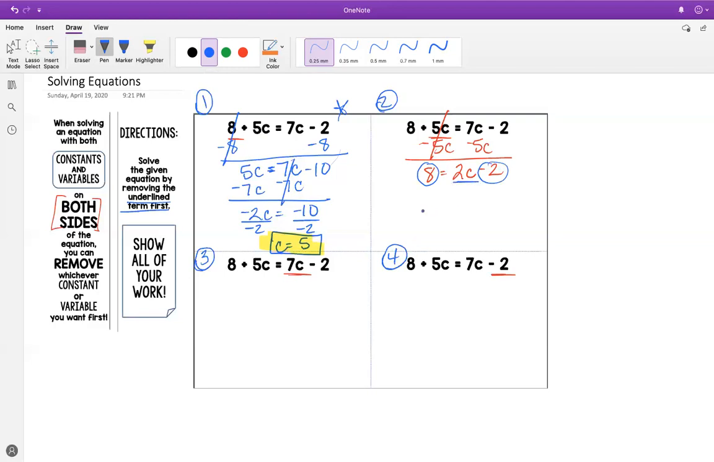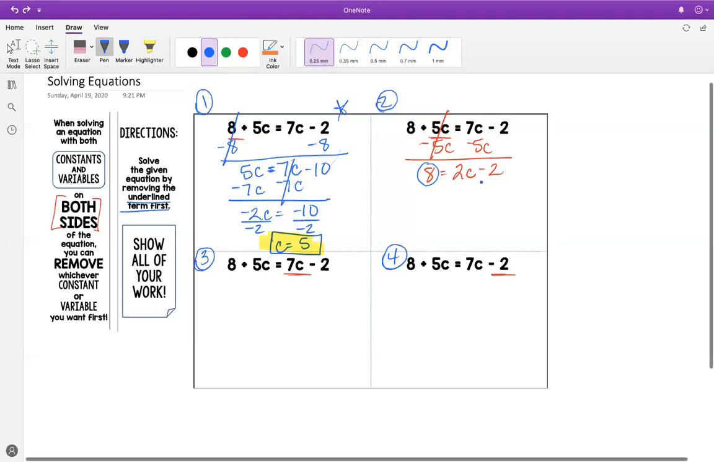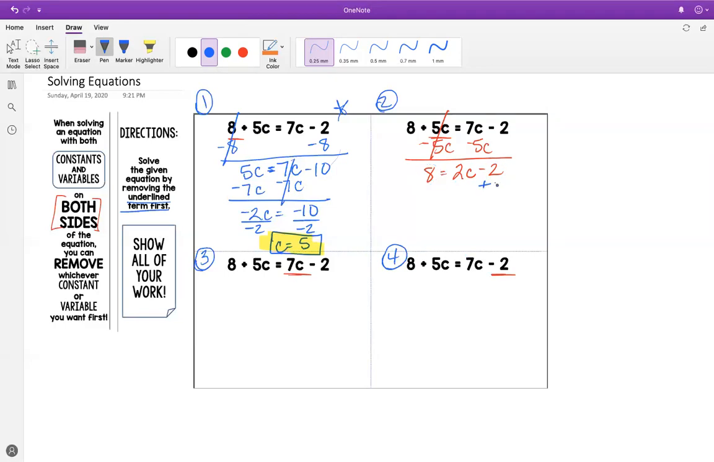Since this variable is already kind of set in stone on the right side, then we need to take this -2 and move it over here to this side. Okay, so in order to do that, we're going to add that 2 to both sides. Okay, so 8 plus 2 gives me 10, and that equals 2c. Then we divide it by 2, divide it by 2, and c equals 5, just like on our first one.